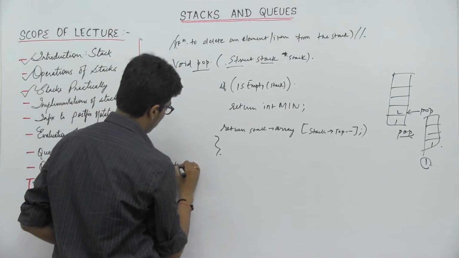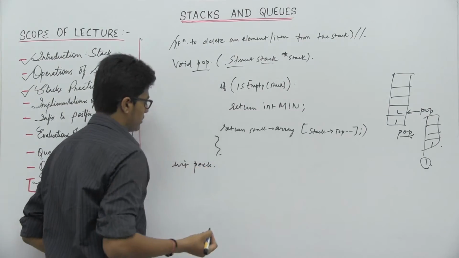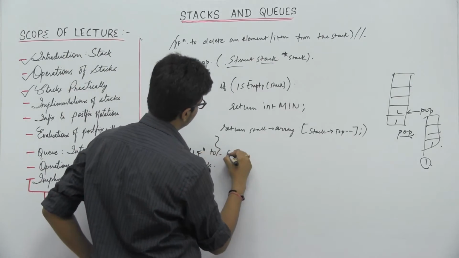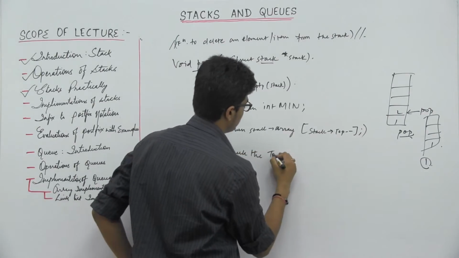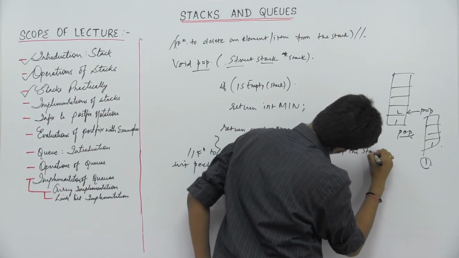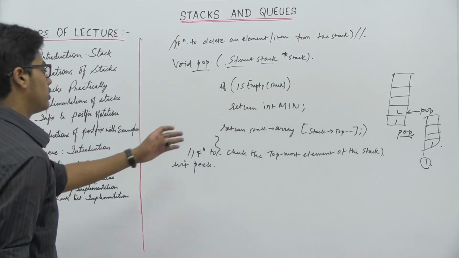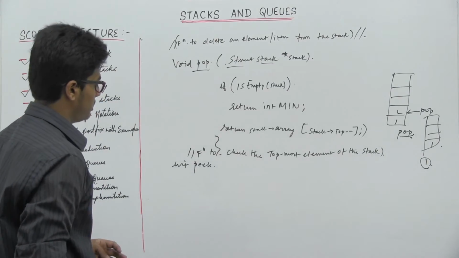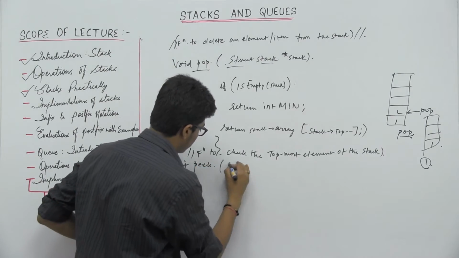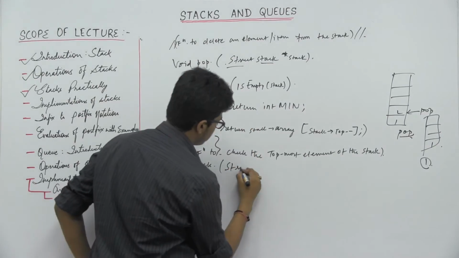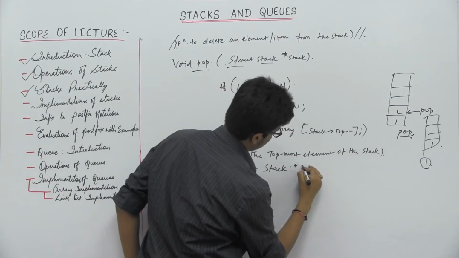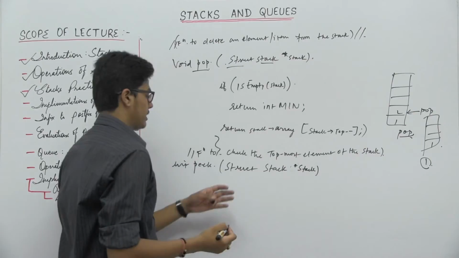Let us say the peek operation, int peek. The peek operation is a function to check the topmost element of the stack. To check the topmost element of the stack, first is int peek, and another is struct stack, so we define a struct stack.